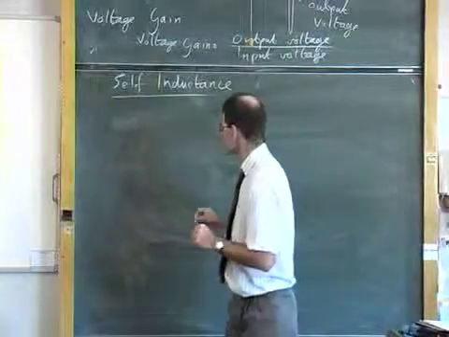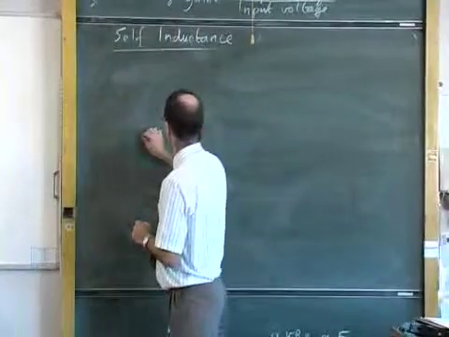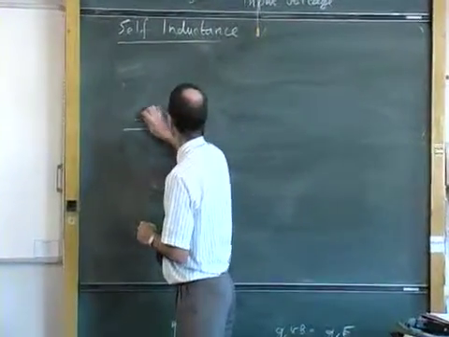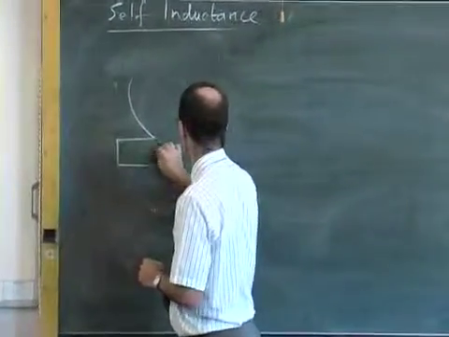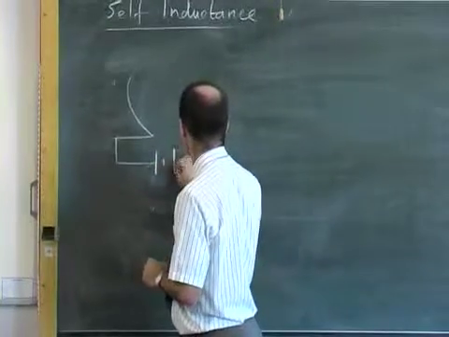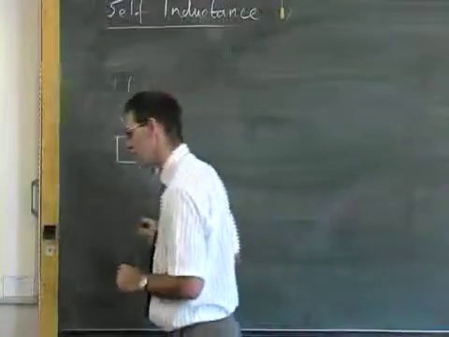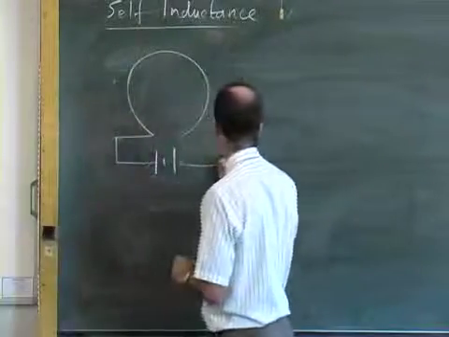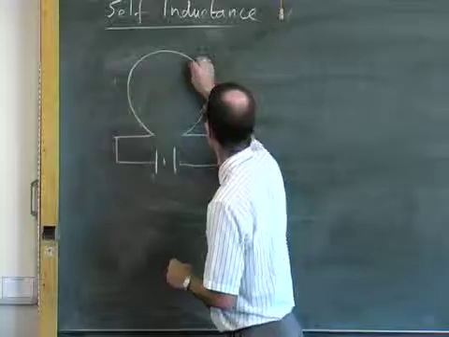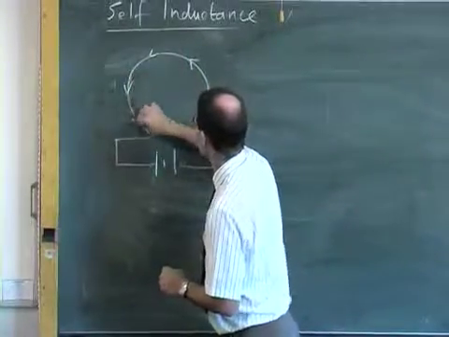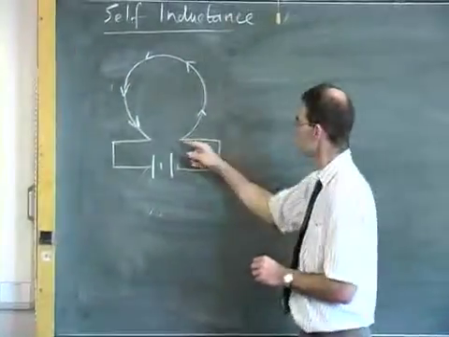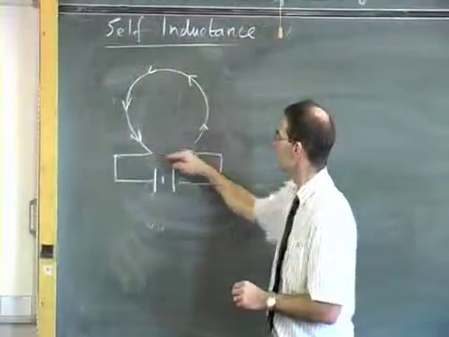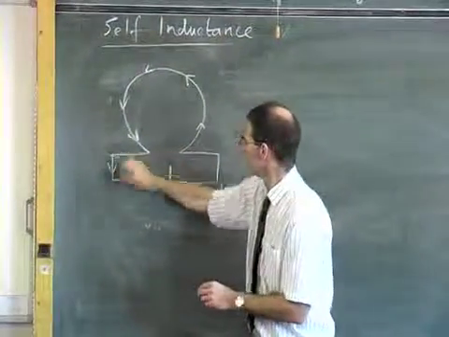So the way that it works is if you draw out a circuit, that's coming from the power supply here, and we're taking the current from here round a coil of wire like that. So you can imagine it going round and round and then back like that.